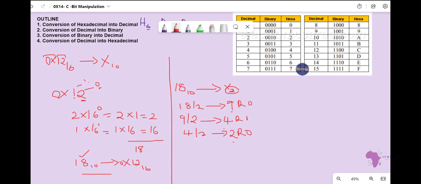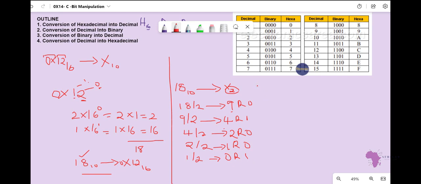So we have now 2 here. So we say 2 divided by 2, which will give us 1 remainder 0. Let's have this one. So 1 divided by 2, which will give us 0 remainder 1.